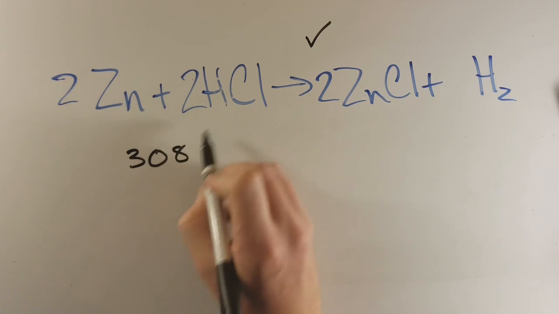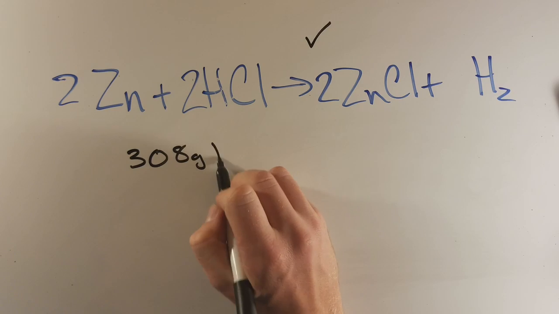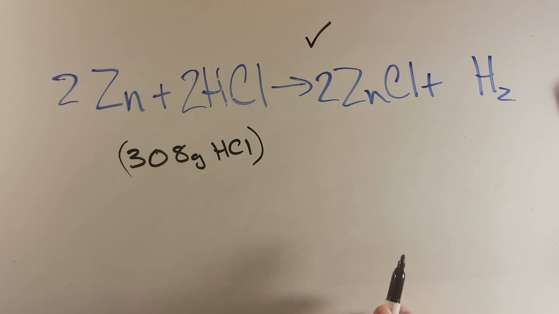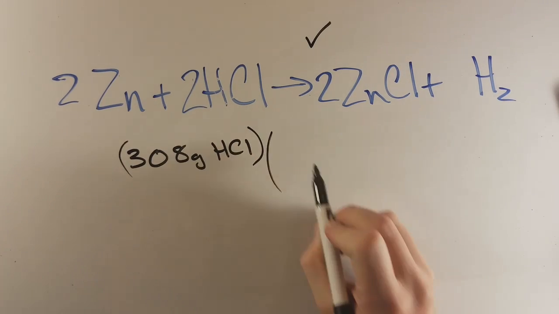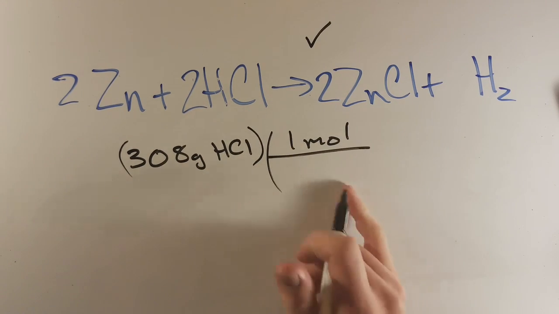Let's do hydrochloric acid today. For this one, I don't know why, but 308 grams of HCl. And we want to know how much zinc chloride we're going to produce, because that seems to be more interesting than hydrogen, right? I don't know. 1 mole. We need to do the conversion, we got to find the molar mass.